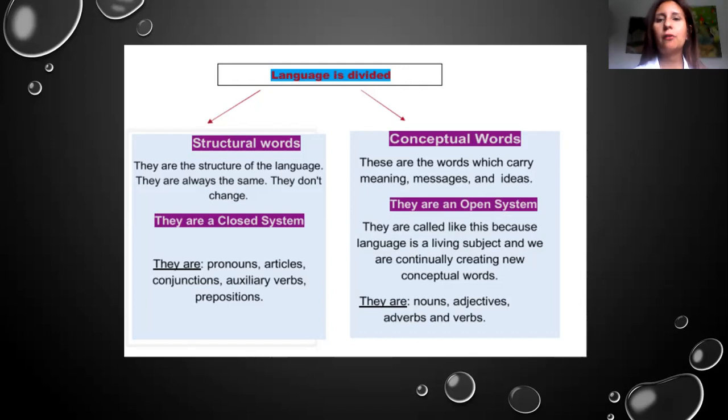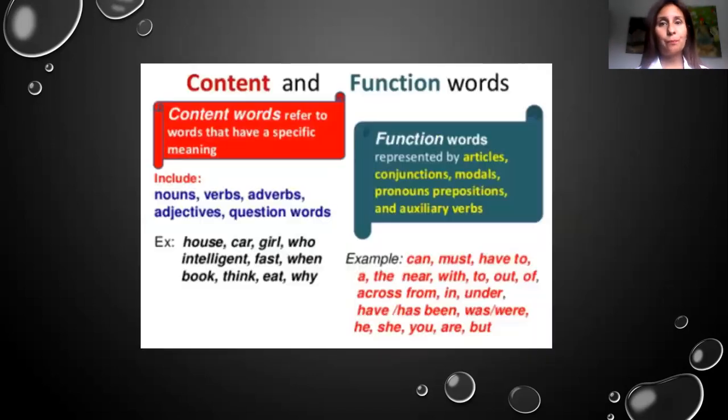Sorry, with my microphone. And these words are the nouns, adjectives, adverbs, and the verbs, the main verbs, because in the closed system you have the auxiliary verbs and the primary verbs also here of the closed system. And the open system are the lexical verbs or the main verbs, the ones that carry the meaning and the ideas. And this is how language is divided between these two large groups, structural words or conceptual words, belonging to the closed system and the open system, right?